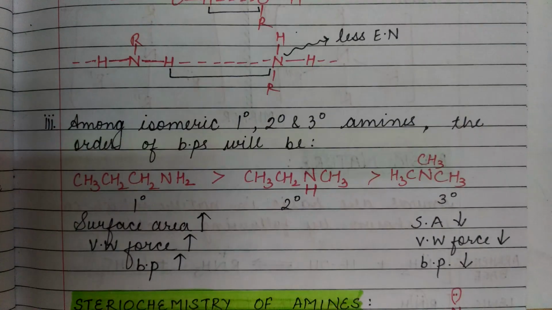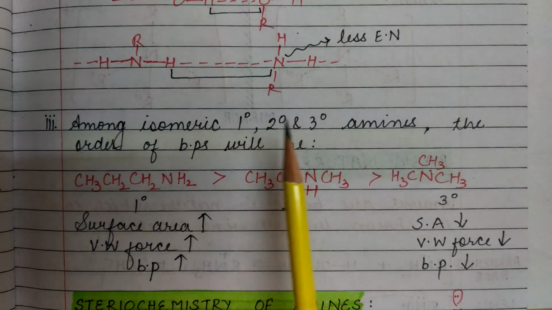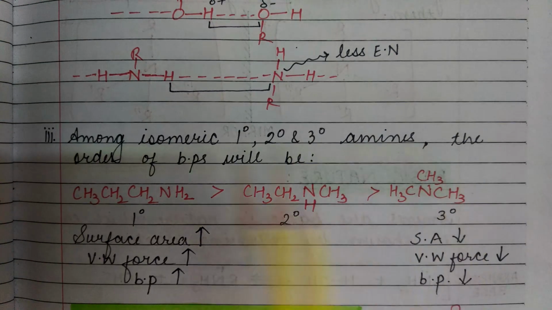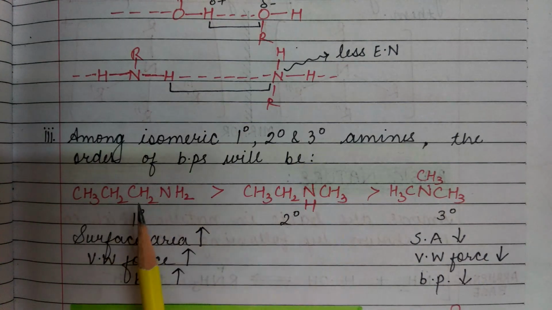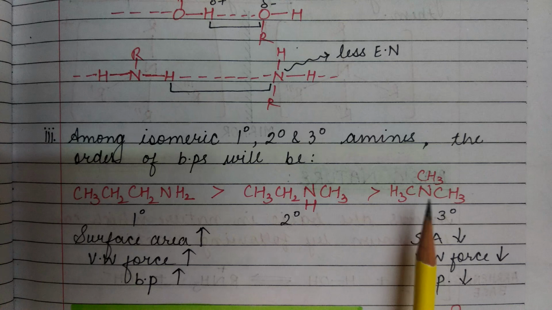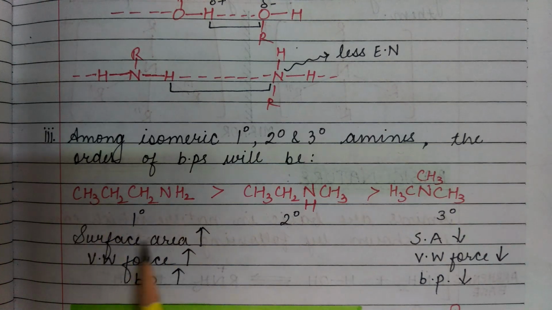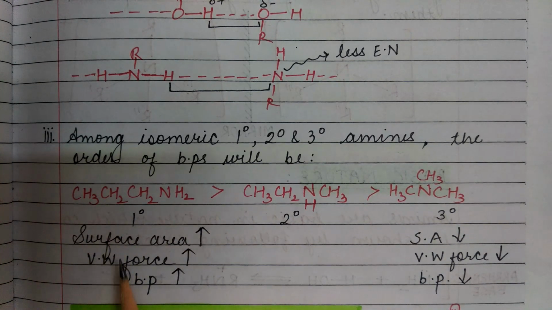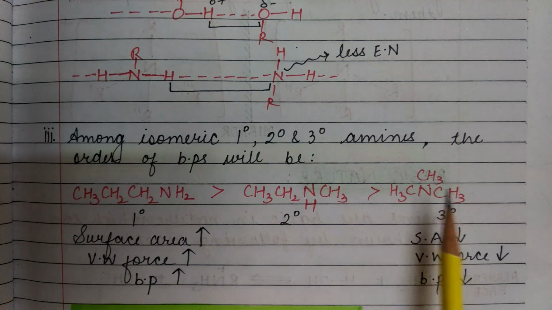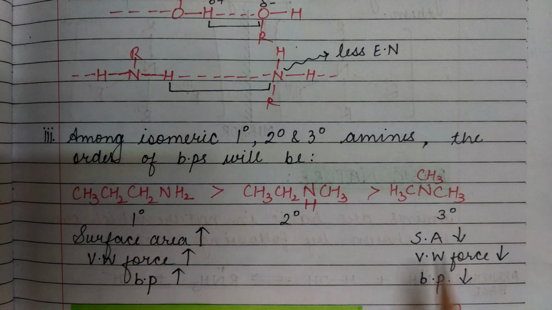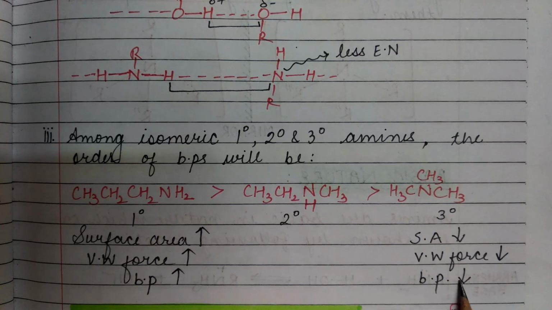If we talk about isomeric primary, secondary and tertiary amines, the order of boiling points will be 1 degree more than 2 degree, more than 3 degree. This is because in 1 degree the surface area is greater and hence van der Waals forces are more, so boiling point is more. In case of 3 degree the surface area is less, van der Waals force is less and boiling point is less.